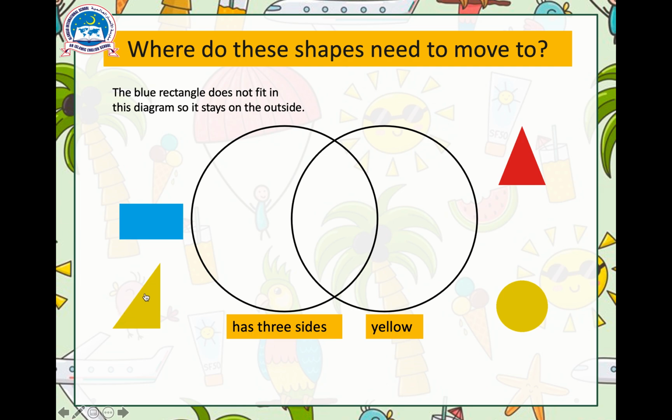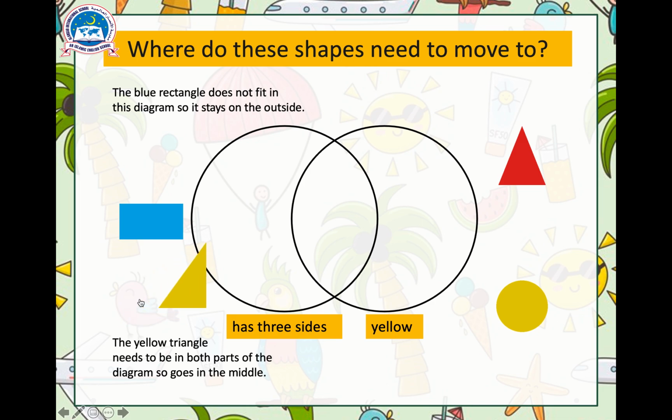Let us look at this shape over here. Does it have three sides? Yes, it does. And is it yellow? Yes, it is. So we are going to put it in the part of our circle that has three sides and is yellow.